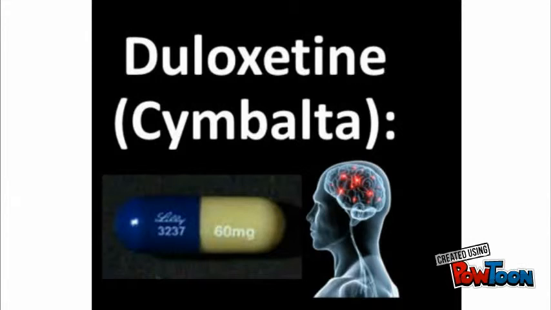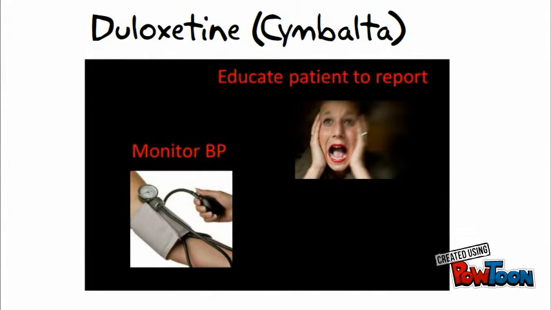Duloxetine, or Cymbalta. This works as a dual inhibition of CNS presynaptic neuronal uptake of serotonin and norepinephrine, thus increasing the serum levels of both substances. Educate patients to report emergence of any of the following: anxiety, agitation, panic attacks, insomnia, irritability, hostility, psychomotor restlessness. Monitor blood pressure, especially in those being treated for hypertension.